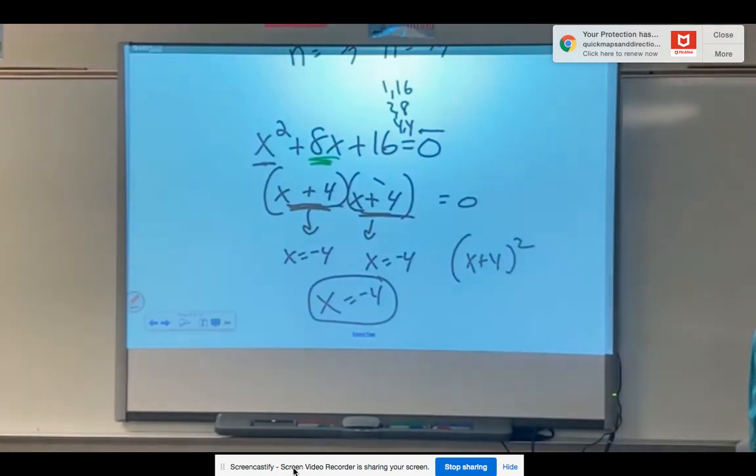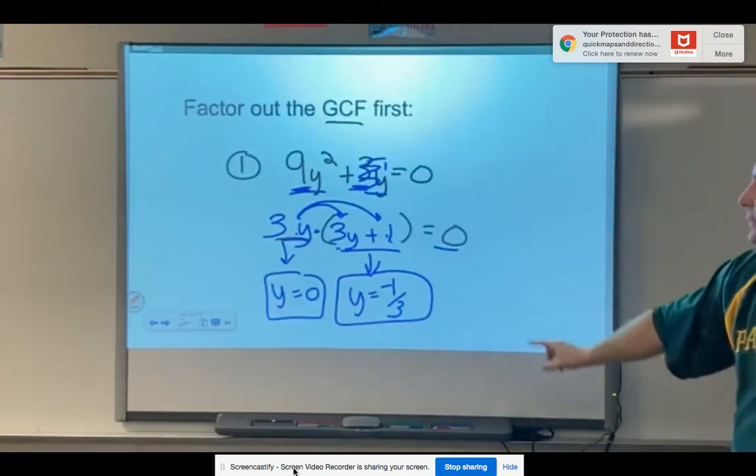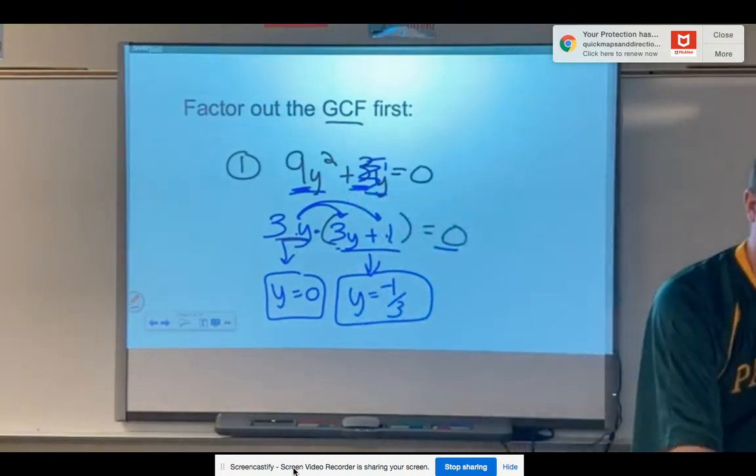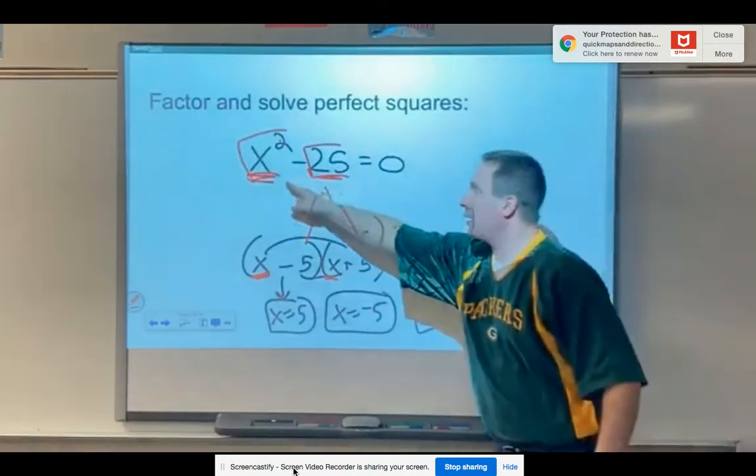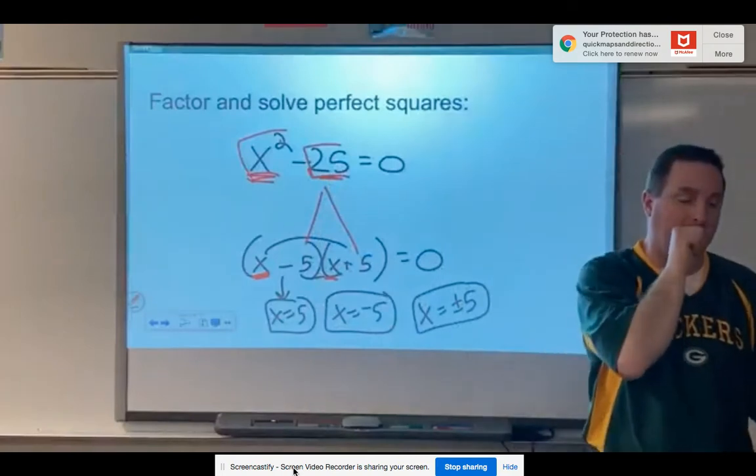But most of the perfect squares that you're going to see that are dead giveaways are the ones that just have 2 terms to start with, and they have nice square roots.